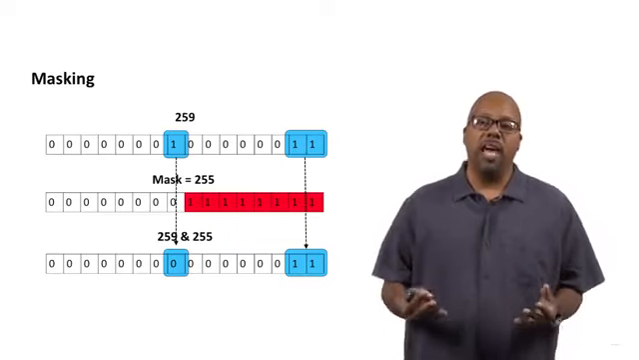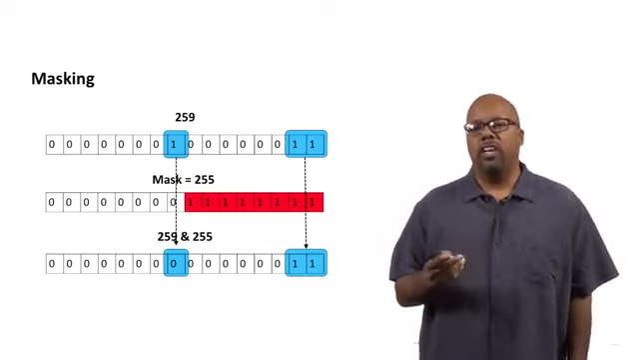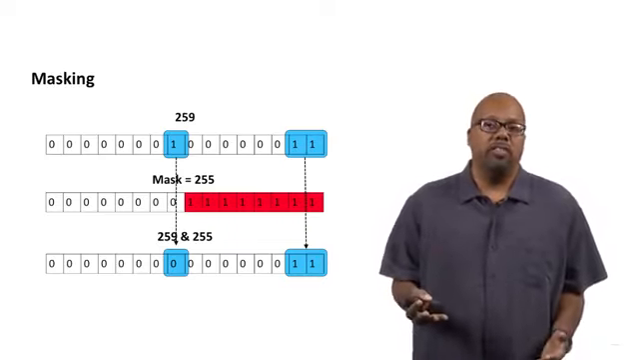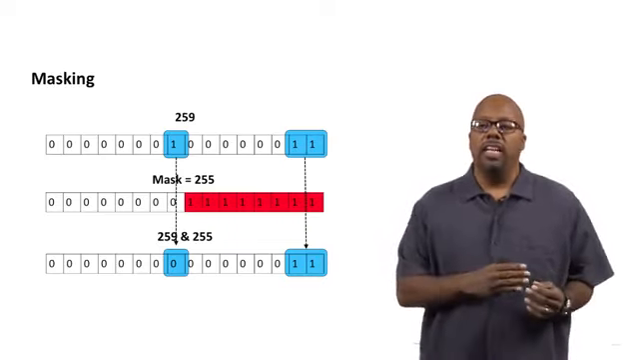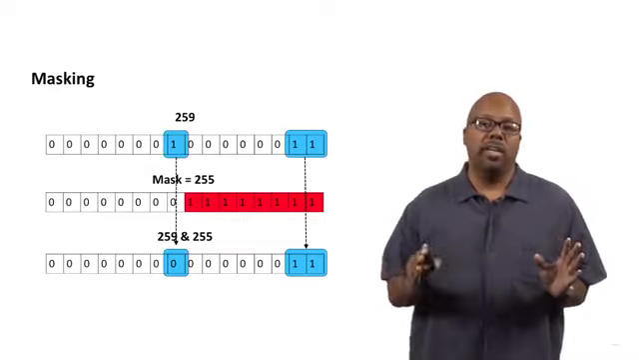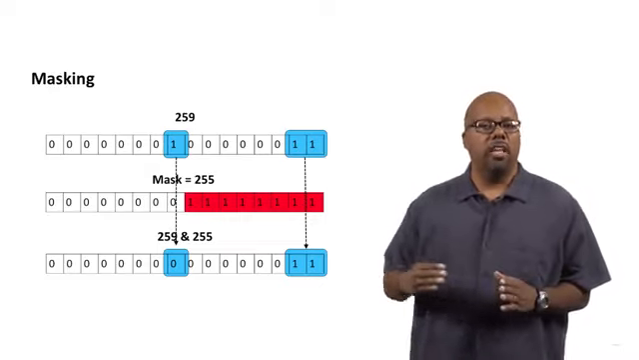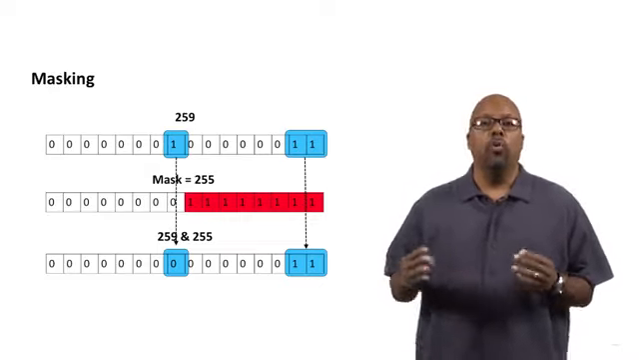What we do is we create a mask. Now the mask you can see is valued 255. That's its decimal representation. But in binary you see it right there underneath the 255. Basically it looks like its high 8 bits are all zeros, and its low 8 bits, which are highlighted in red, are all ones.